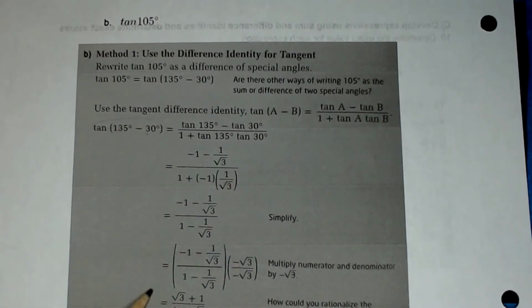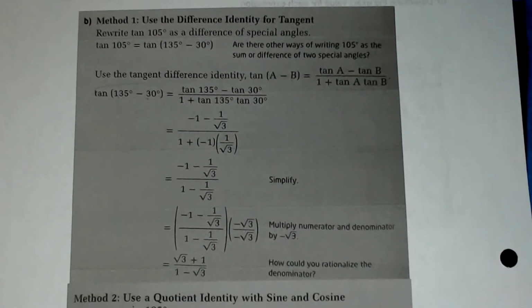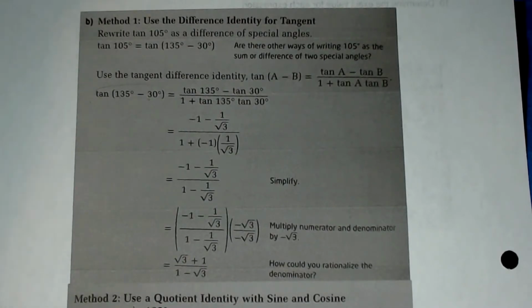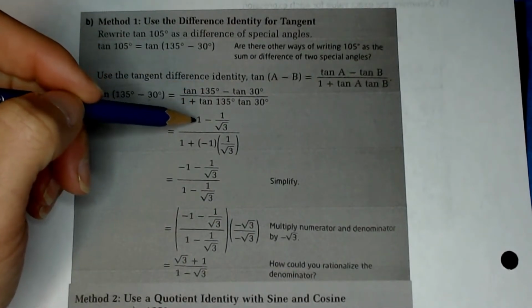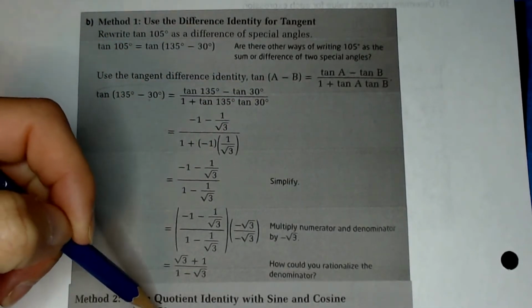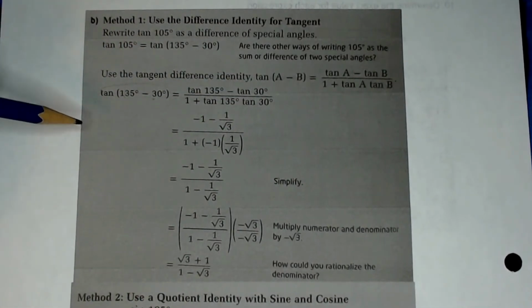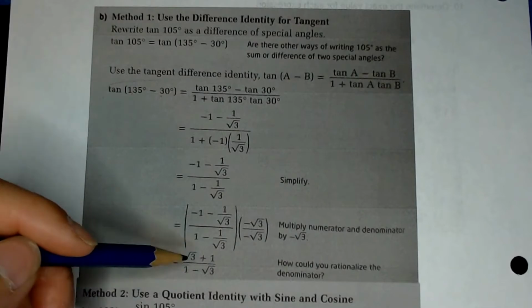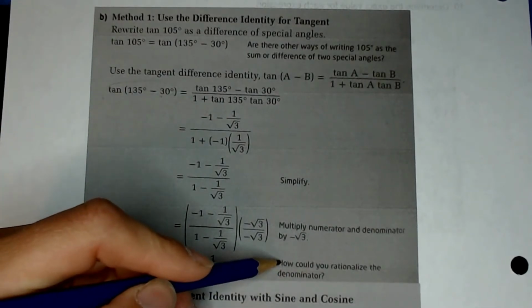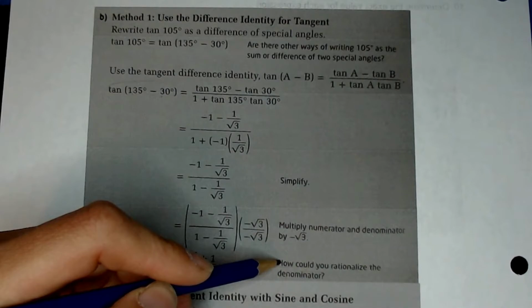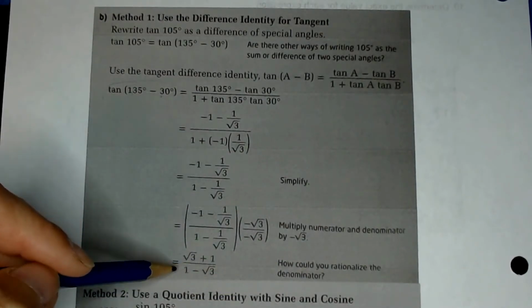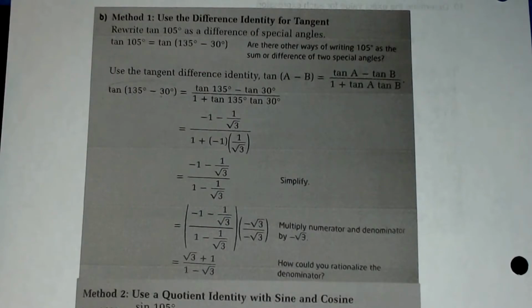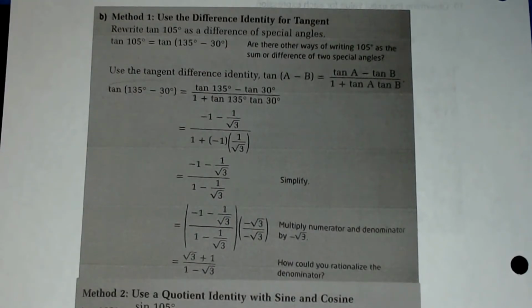So it gets a little crazy in the solving, but if you just go step by step, I think it will be simple. You're just plugging in the values for tan of 135 and tan 30 all throughout the equation wherever they fit in. So you come down to the bottom here, root 3 plus 1 over 1 minus root 3. There's a question for extension here, how could you rationalize the denominator? So of course you would just multiply top and bottom by the 1 minus root 3 to get rid of that radicand in the denominator. But if you leave it like this, that's also perfectly fine.